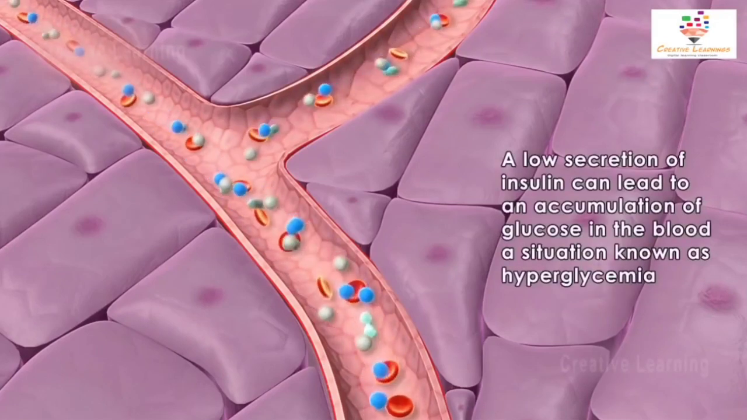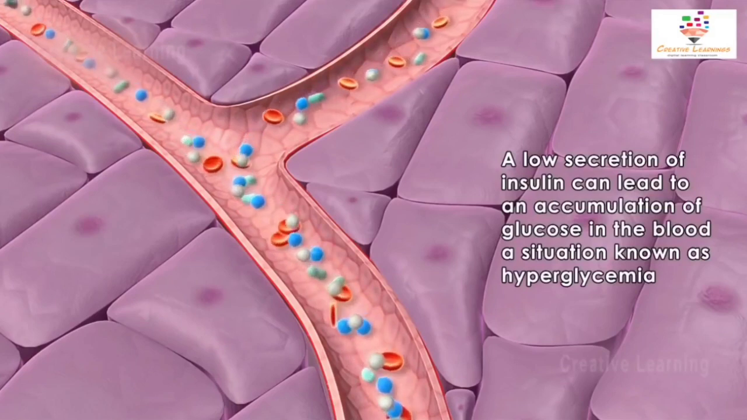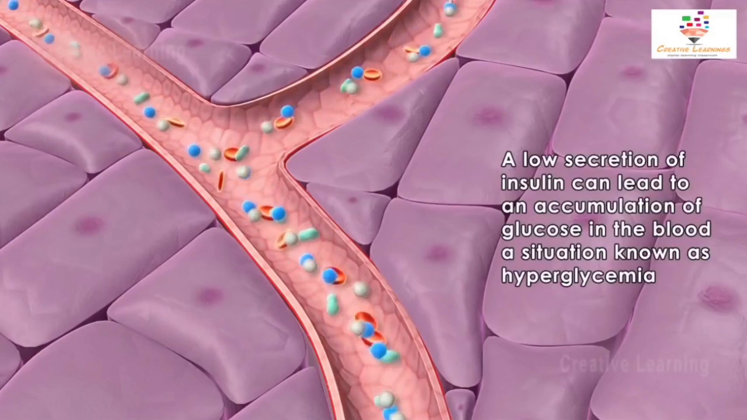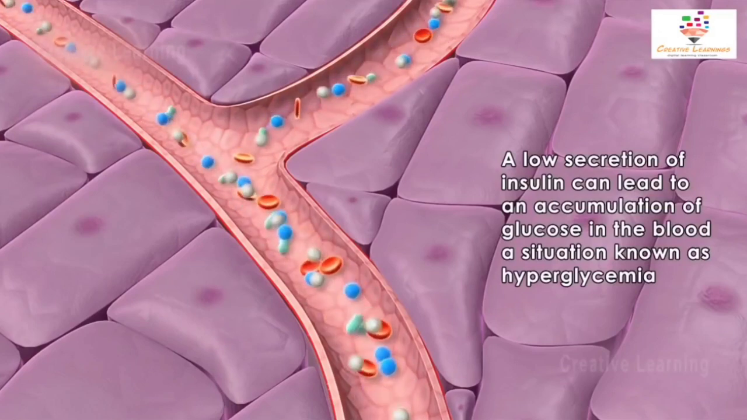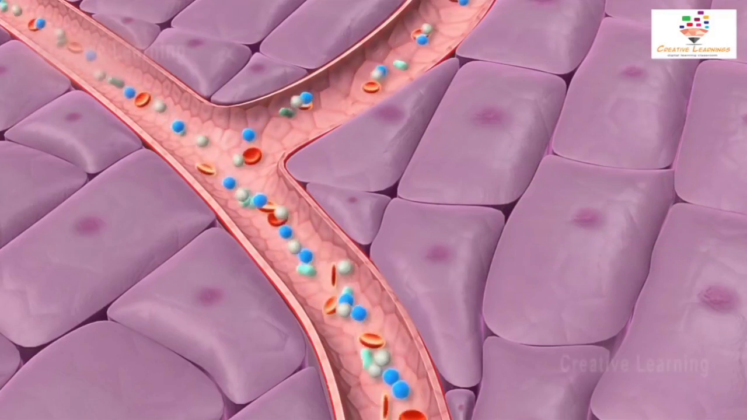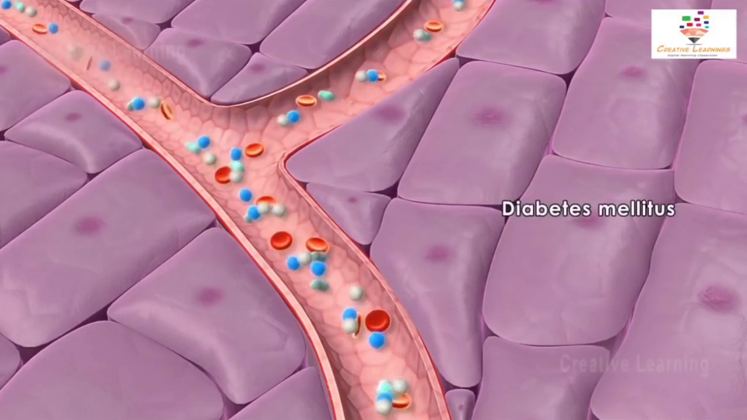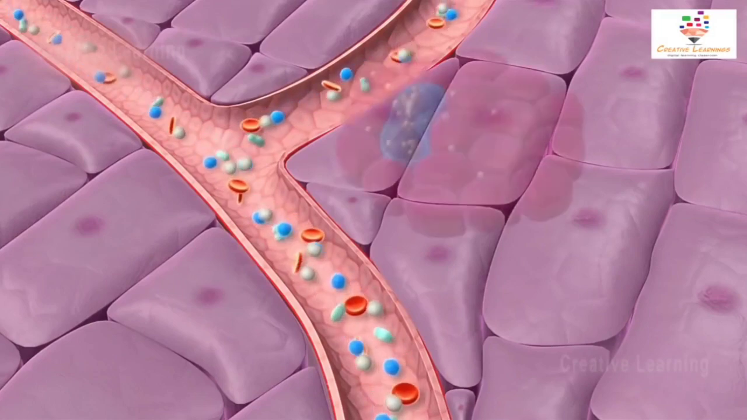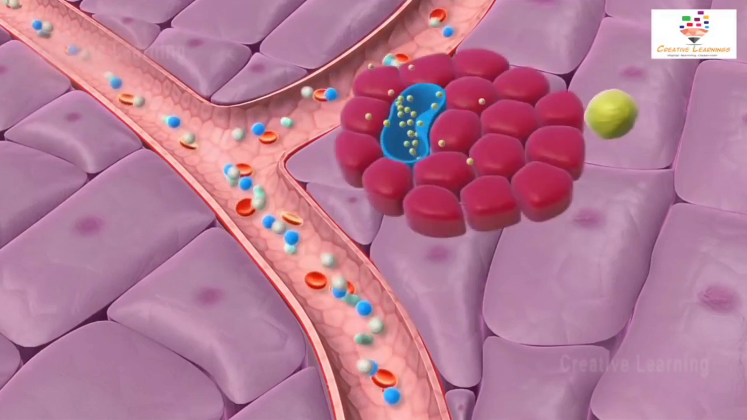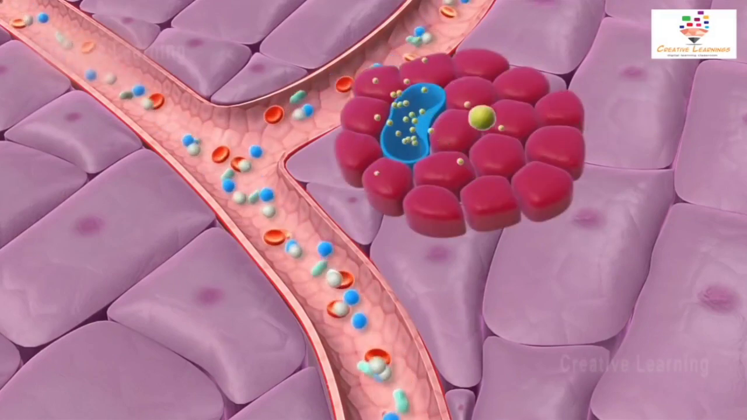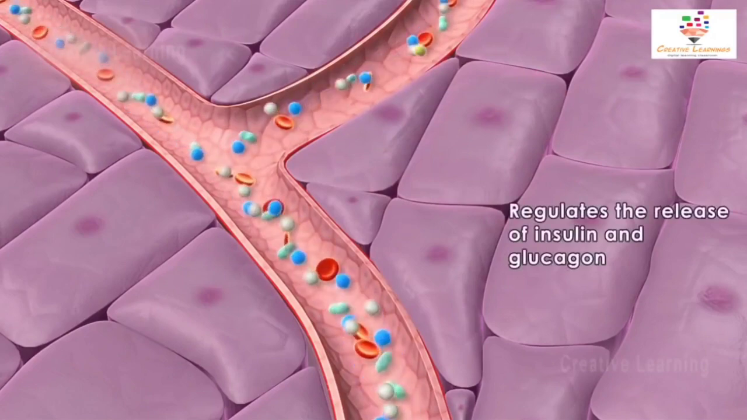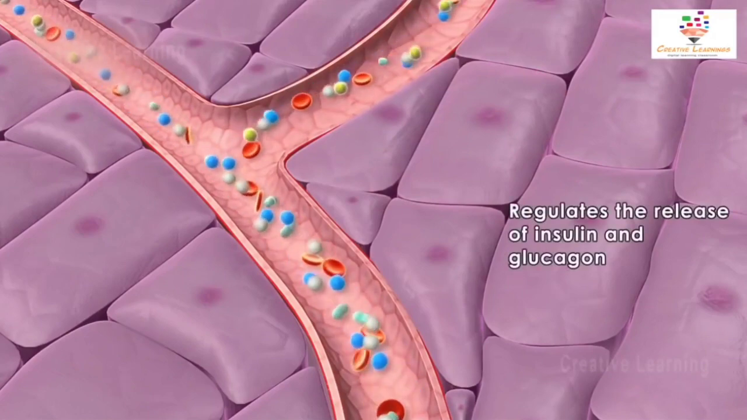A low secretion of insulin can lead to an accumulation of glucose in the blood, a situation known as hyperglycemia, and to the metabolic disorder diabetes mellitus. The delta cells secrete somatostatin, which regulates the release of insulin and glucagon.